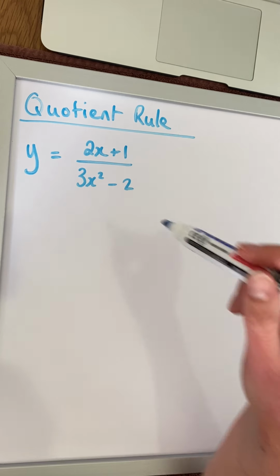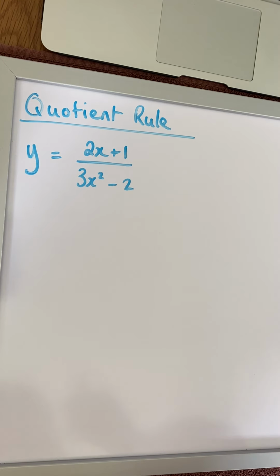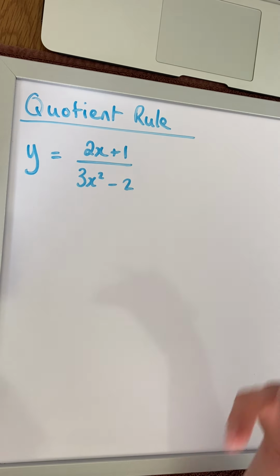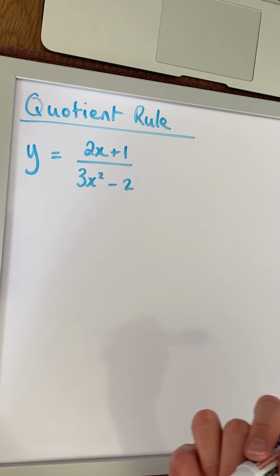Now, unfortunately with this one, there's no shortcut like the product rule where we can multiply it and simplify. In this one, there's no choice. We have to use the quotient rule and that's it.